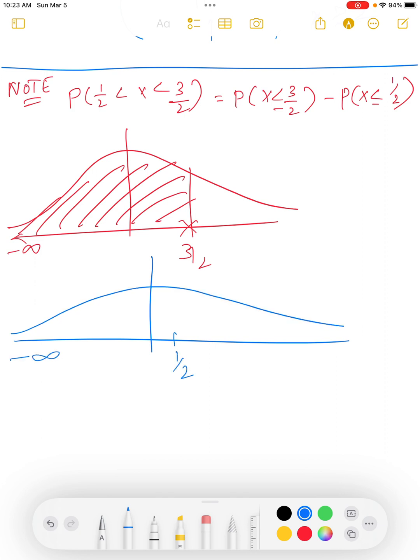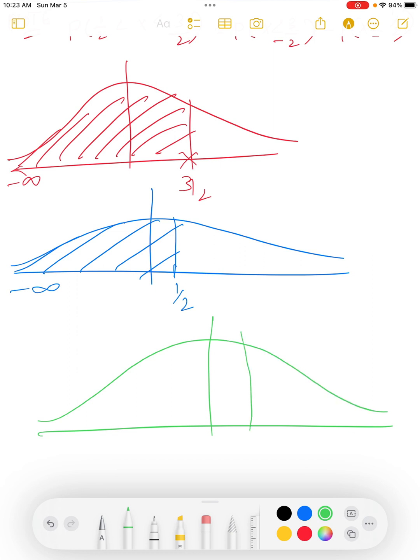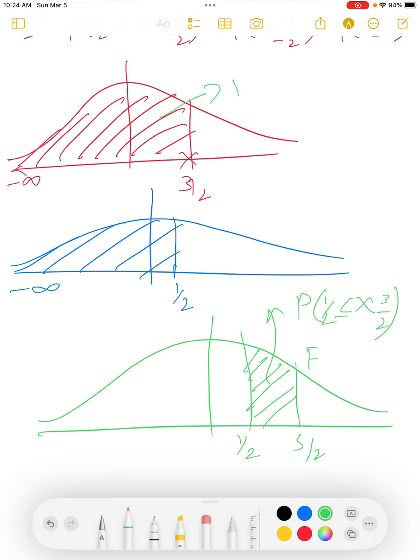This is 1 by 2. Same, the area under the curve from minus infinity to 1 by 2. So after subtracting these two, we will get the area between 1 by 2 and 3 by 2. Or else I can write this as capital F of 3 by 2 minus capital F of 1 by 2. Okay.